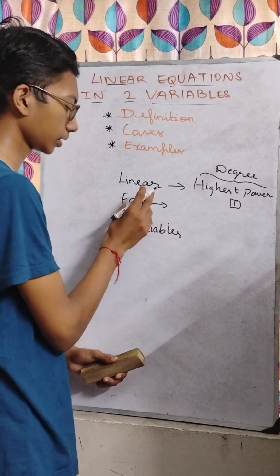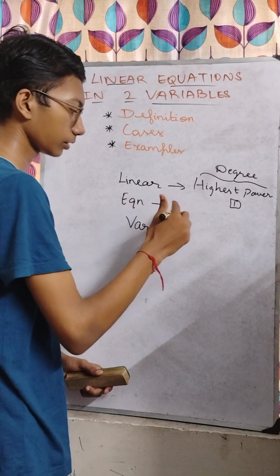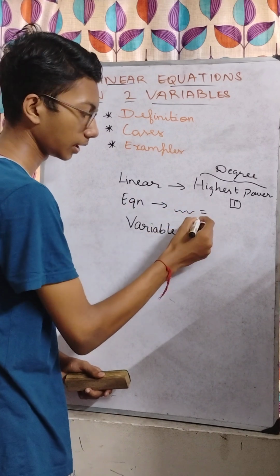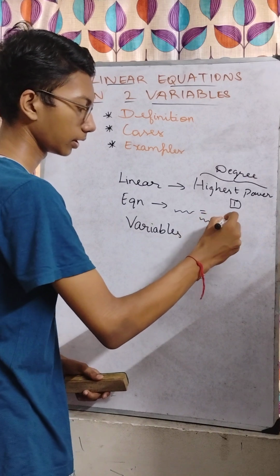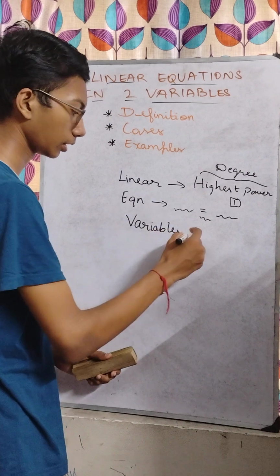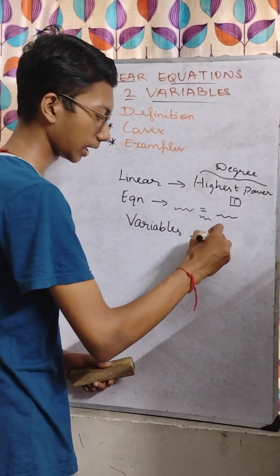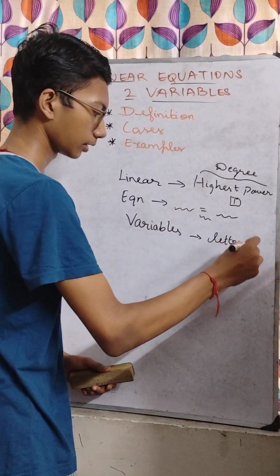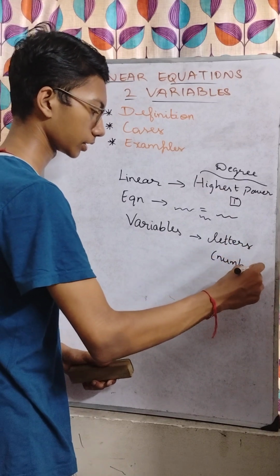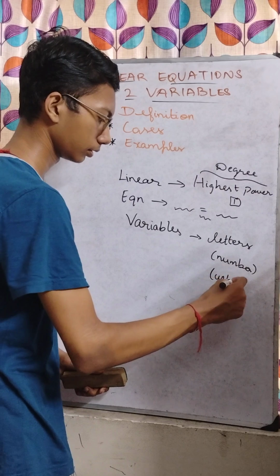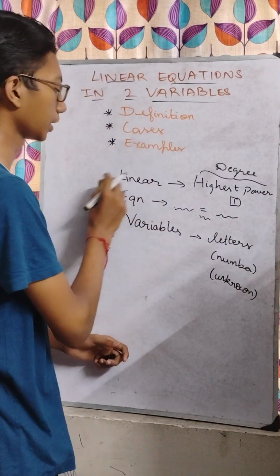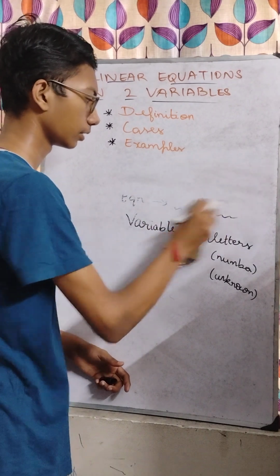Now what does an equation mean? An equation means something that has some variables or constants on one side, an equal sign in the middle, and some constant or variable on the other side. So that's what equation means. Now variables are the letters or alphabets that are substituted instead of a number, or we can say unknown. So this is what these mean. Now if we combine all these, we will get linear equations in two variables.